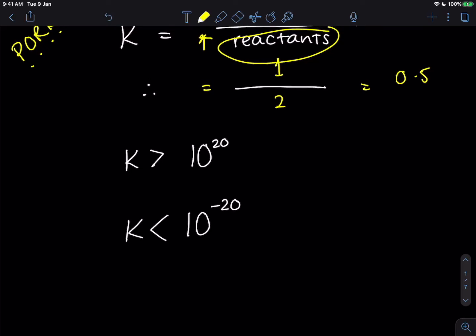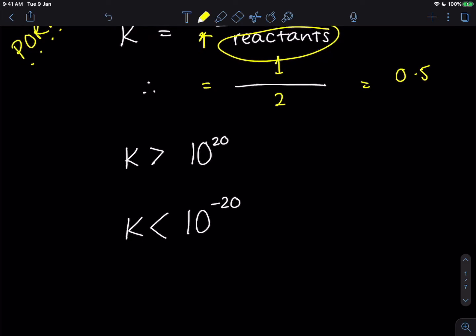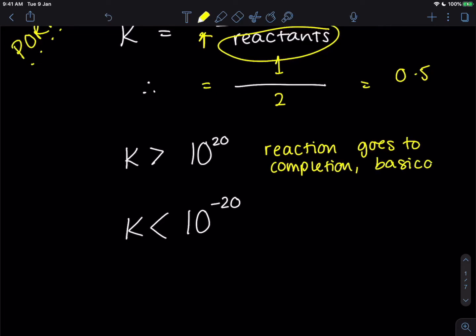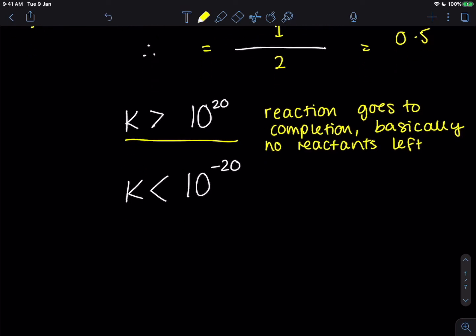Also, the magnitude of K can also give us useful information. So if K is greater than 10 to the power of 20, so that's a 1 with 20 zeros behind it, that means that the reaction effectively goes to completion. So that means that I have pretty much no reactants left, because my concentration of my products is so high. We wouldn't consider something with a K over 10 to the power of 20 to be in that dynamic equilibrium that we were talking about. It's more like a static equilibrium, like a brick, where it's not really probable anymore. We can't manipulate that reaction as an equilibrium reaction anymore.